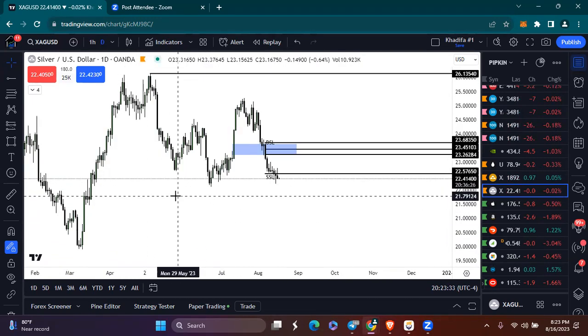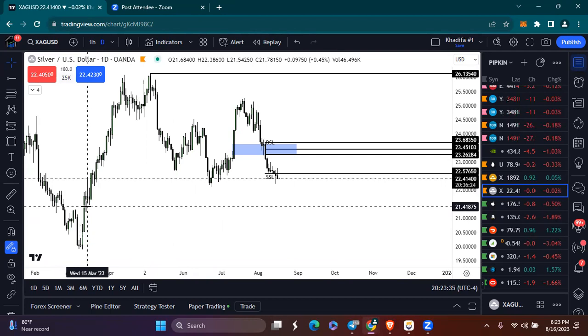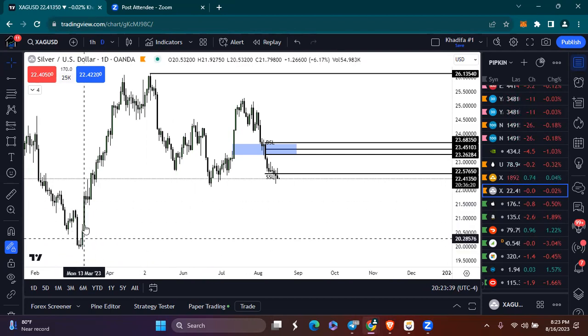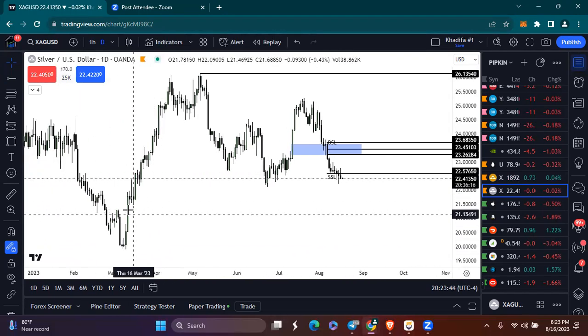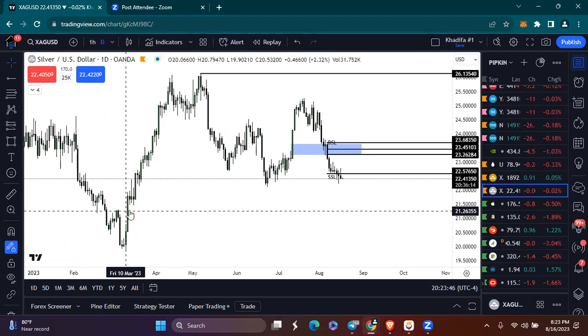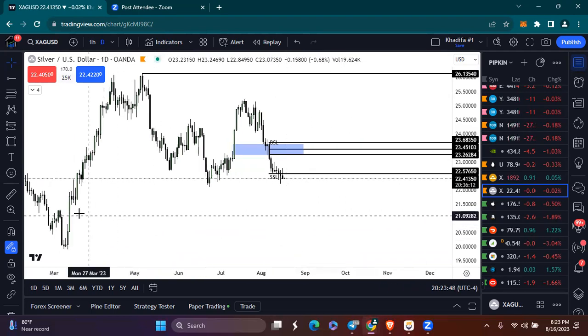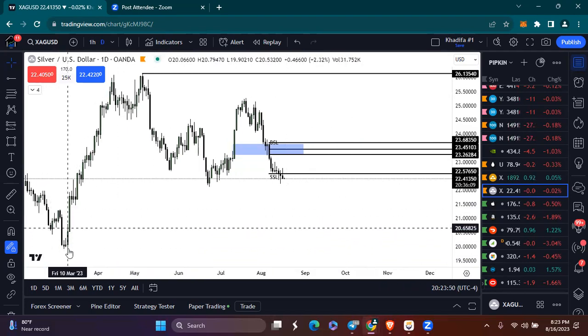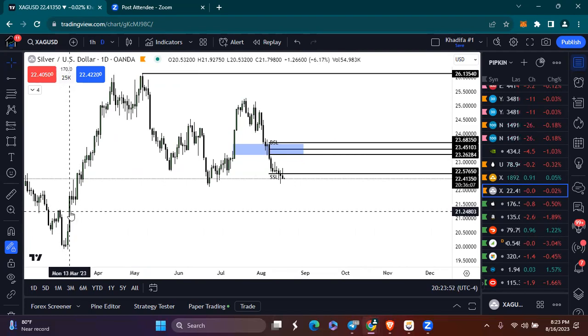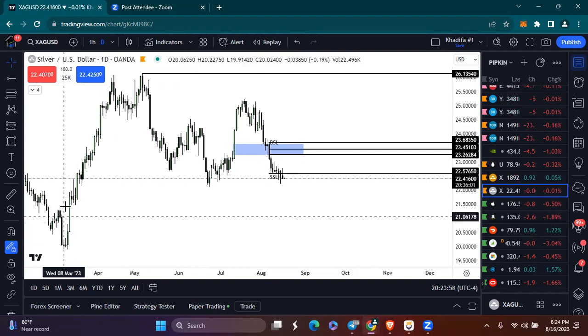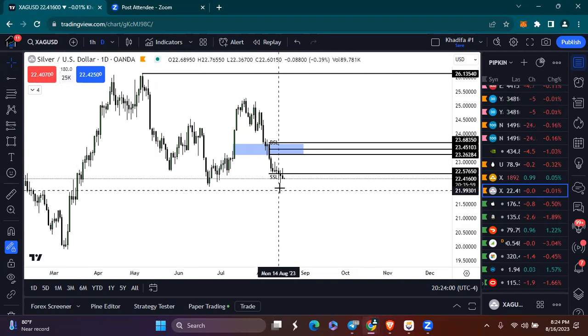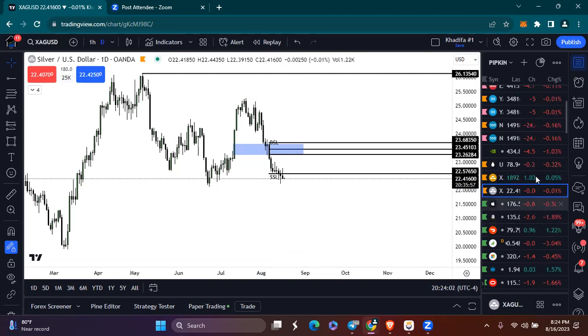All right. Run down into this. It's a part of that weekly fair value gap from March. And that's a breaker block right there too. Daily breaker block. So could see it run down. Let me see. Yeah, $21.27. Could see that tomorrow.